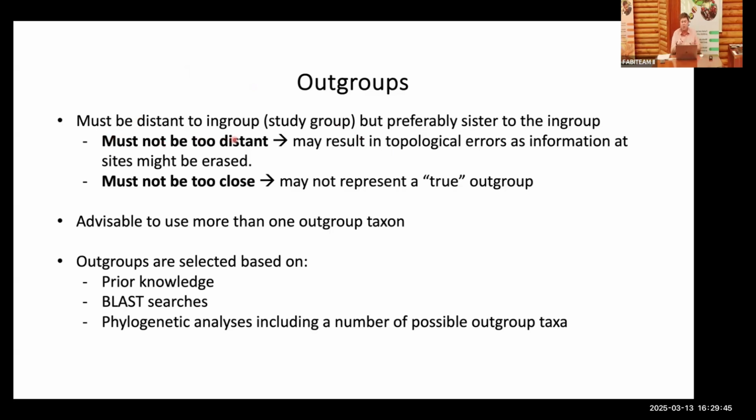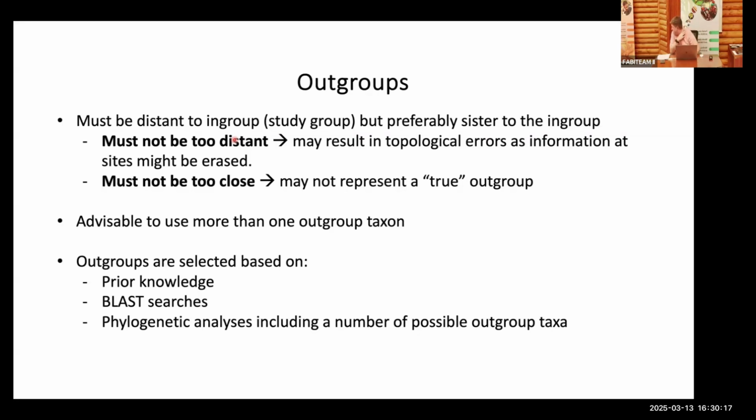Just a word about not too distant. If it's too distant, it causes noise in your data set. So it results in topological errors, because much of the information can be erased. If you can imagine, if it adds something that's distant, I just introduce a lot of, we can say, random changes or differences, variation in your data set. And that then causes error in the topology or the phylogenetic result.